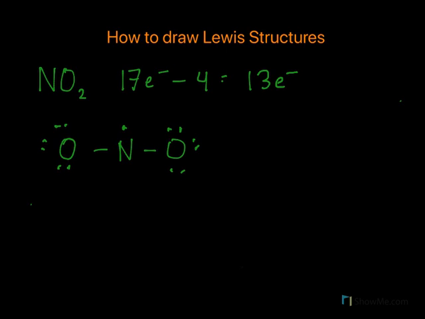Now, like before, we're going to find out about the octet rule. Let us see if the atoms in this molecule follow the octet rule. Well, each of the oxygens has 8 electrons around it, but the nitrogen only has 1, 2, 3, 4, 5 electrons around it, and it wants 8. So we're going to have to do something about that. So we're going to take a pair of electrons and add it here, and that makes this molecule look like this now.